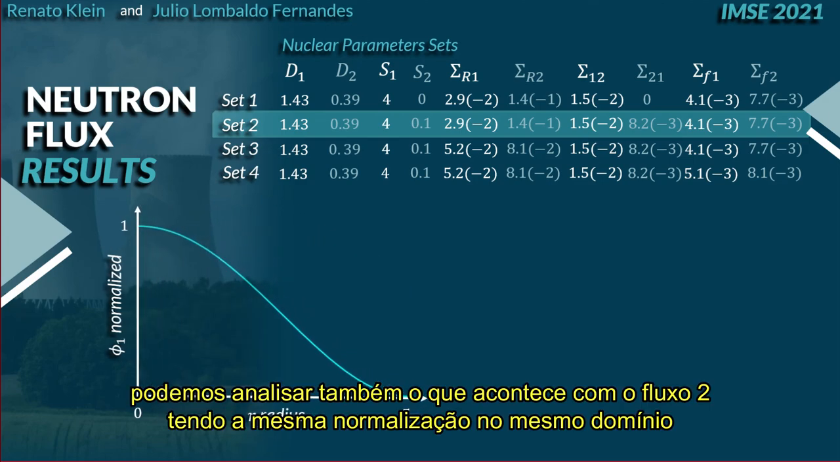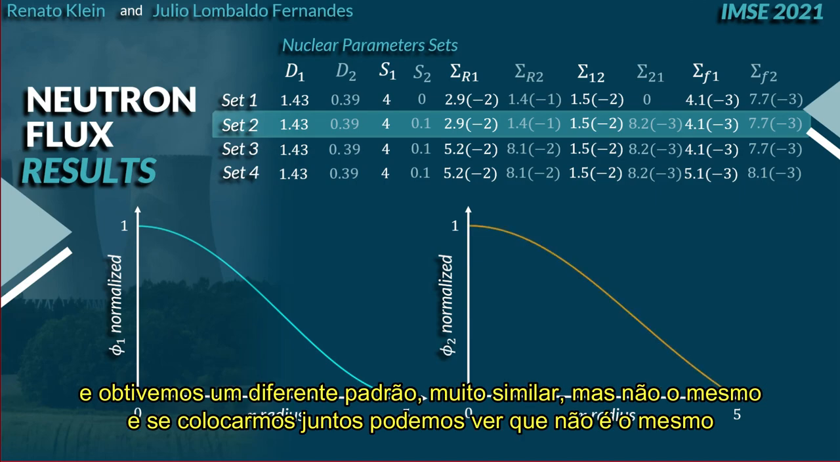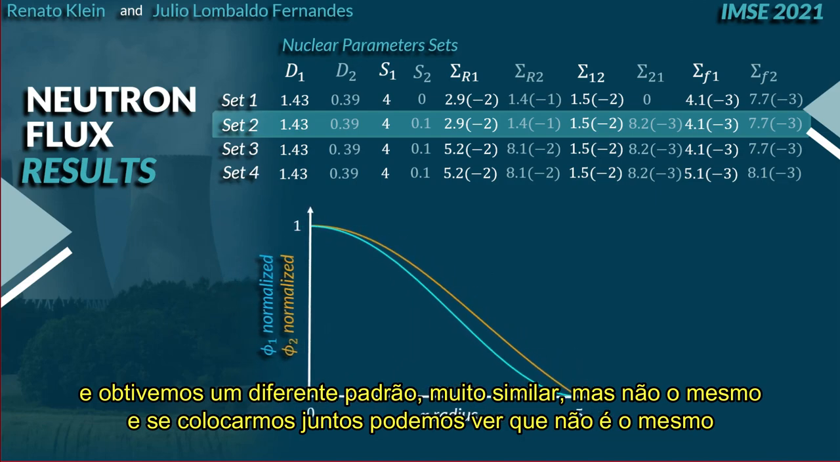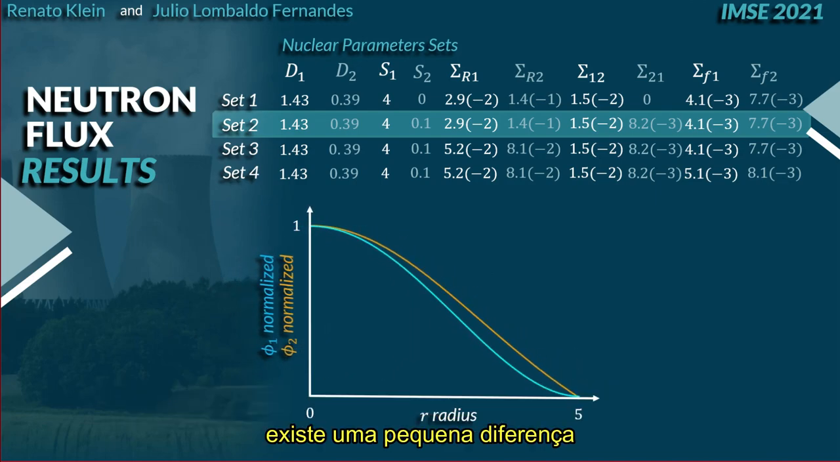Here we can understand too what happens with flux 2 or phi 2, and we have the same normalization and the same domain, and we have a different pattern. It's very similar, but it's not the same. And if we put these together, we can see that there is a little bit of difference.